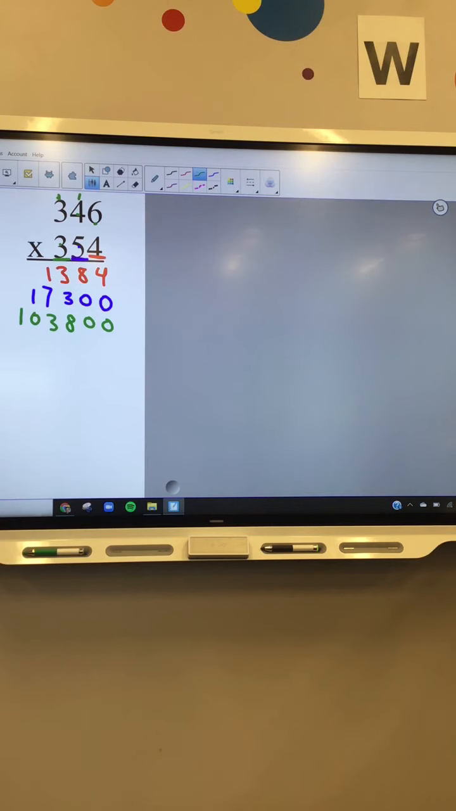346 added 300 times. 300 groups of this number, 346. Okay? So I wanted to know what 300 groups plus 50 groups and 4 groups all together was, so I need to add all these up.